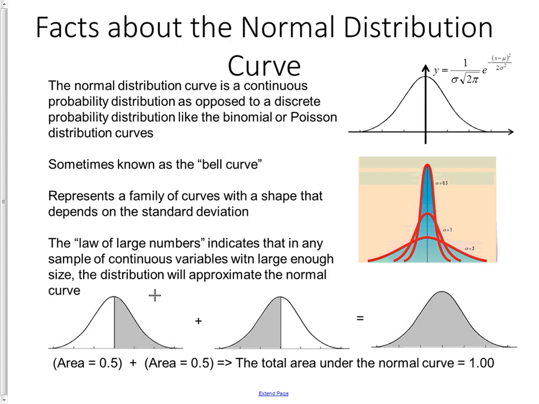Now, by the law of large numbers, which we will discuss in week 7, the law of large numbers indicates that in any sample of continuous variables with a large enough size, the distribution will approximate the normal curve, which is a very interesting effect and one that we'll explore in more depth next week. But the total area under the normal curve is equal to 1, and I've made an illustration here that shows you that if we take half of the area to the right of the mean and half of the area to the left of the mean, we get the whole area equal to 1.0. Again, a very important fact for us to keep in mind.